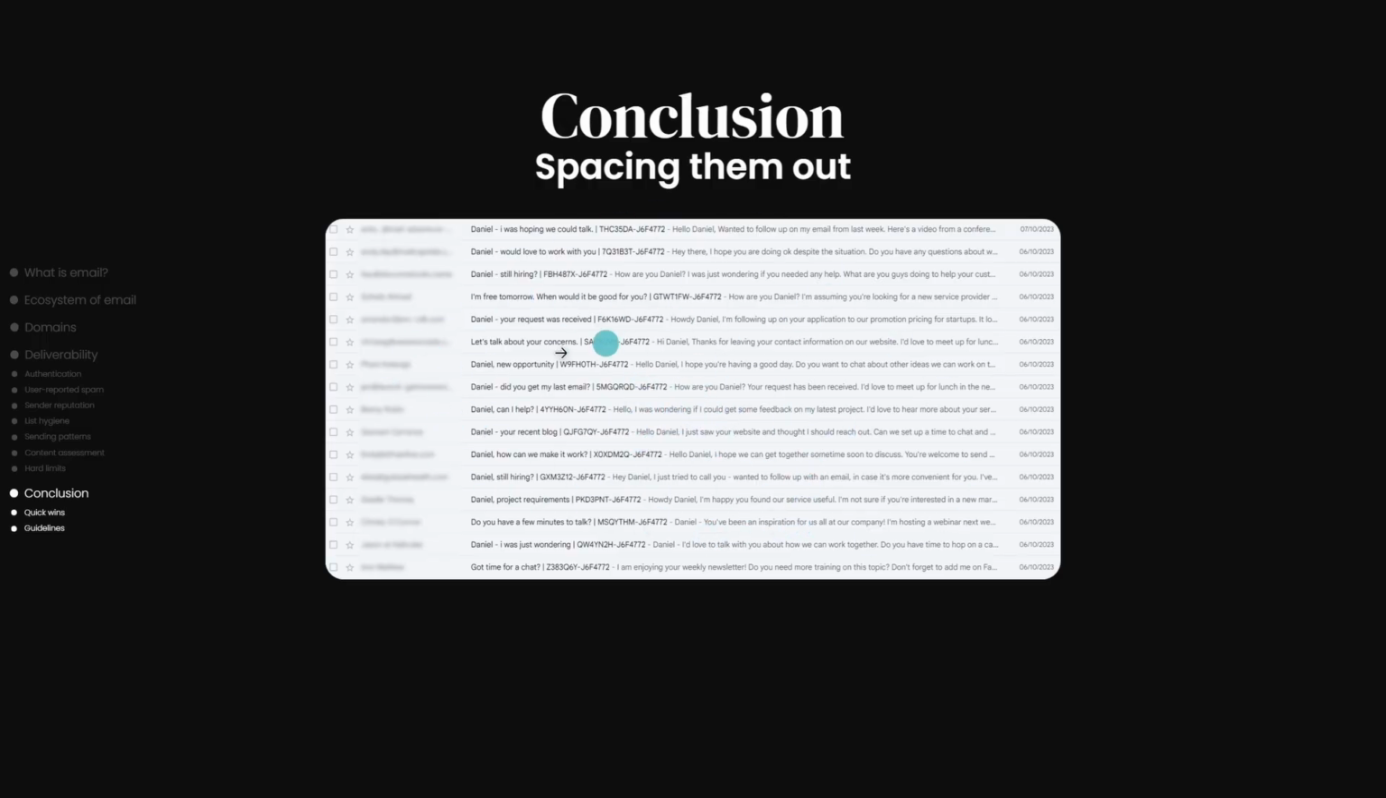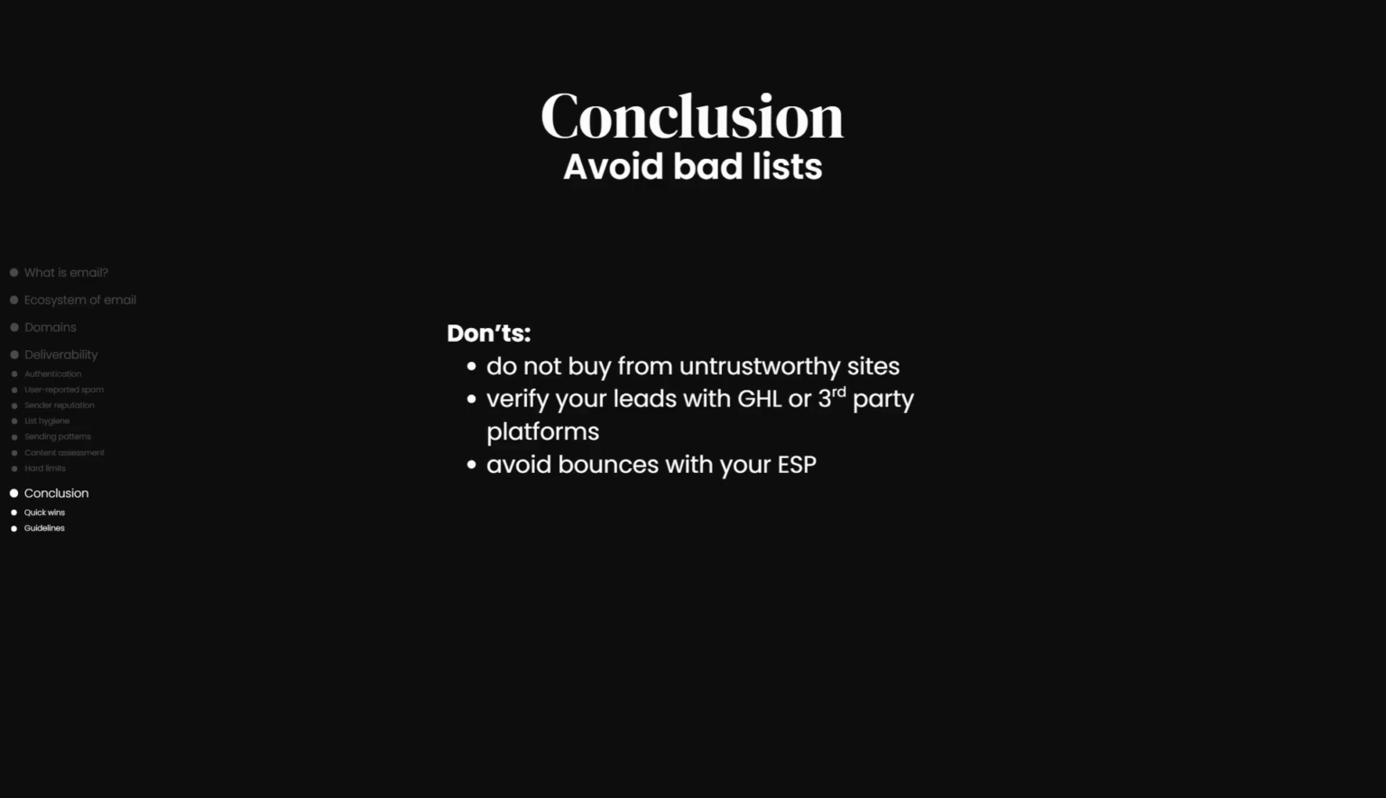And if you actually plan on sending mass emails, as I did back in 2023, then I recommend you do this as well. And finally, avoiding bad lists just means don't buy untrustworthy lists. I've seen a lot of people get burned by this and their reputation just tarnished within the first month of them buying the new email mailbox. So just don't do this. And if you do, verify them with HighLevel, or any kind of third-party program if you wish. But you can just do it in HighLevel. And avoid these to make sure that your ESP doesn't bounce.